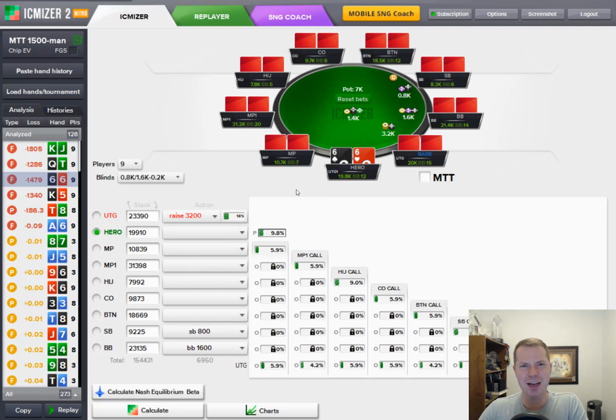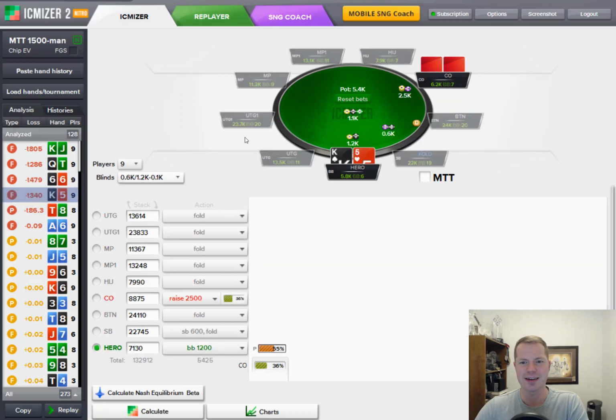So I'm not going to necessarily say this was a mistake. I typically think people are pretty snug from early position. So I'm okay with that scenario. That's fine.